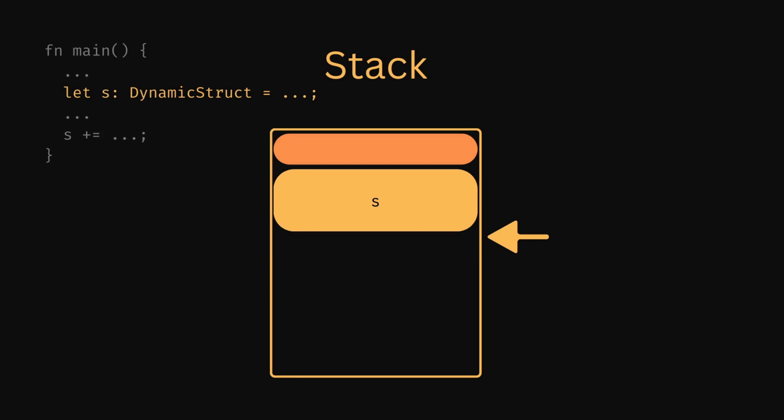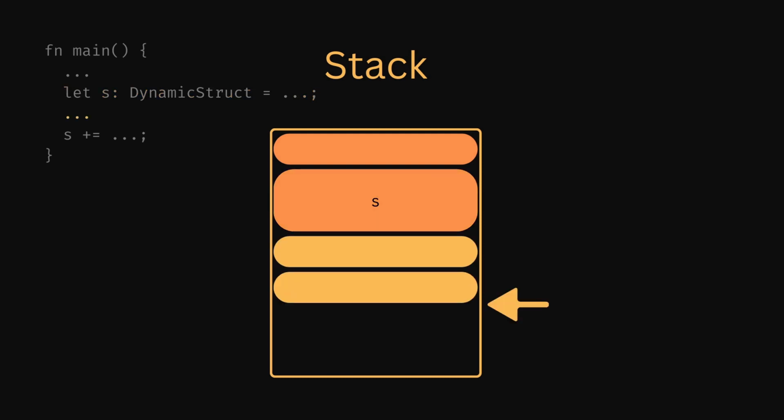However, let's examine a non-trivial example. In this case, we don't have a variable that has a known size as we knew before. But now we have a dynamic struct, whatever that would be. You can think of it maybe as a string, but it doesn't really matter. So in this case, let's say s is being constructed and it has a certain size. After that, we maybe create a few other variables. Those are pushed onto the stack, no big deal.